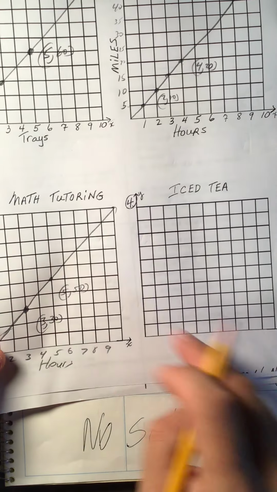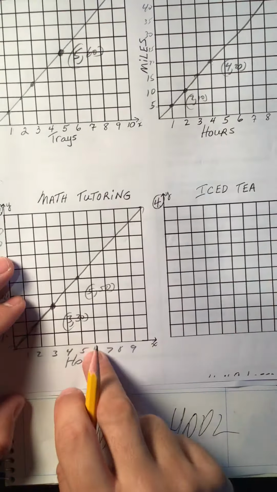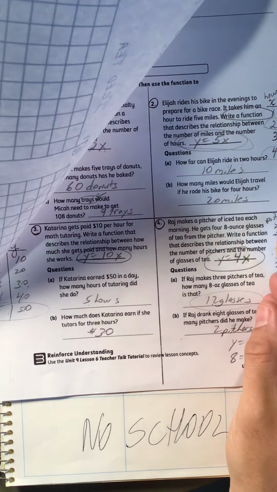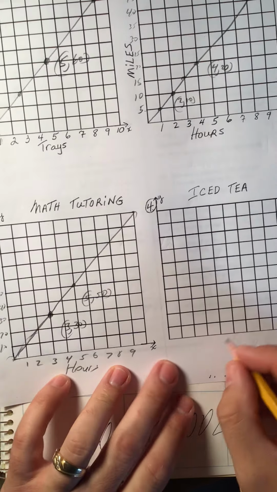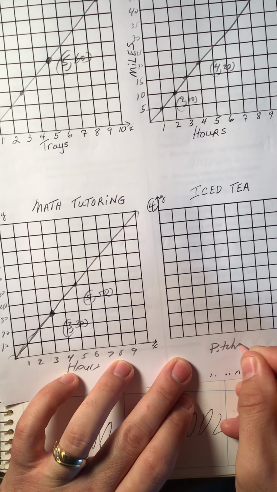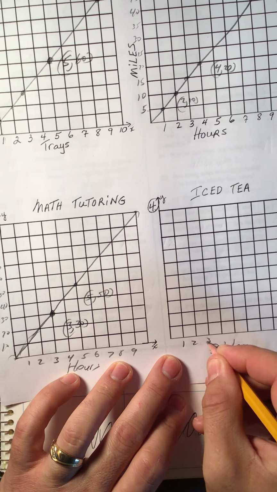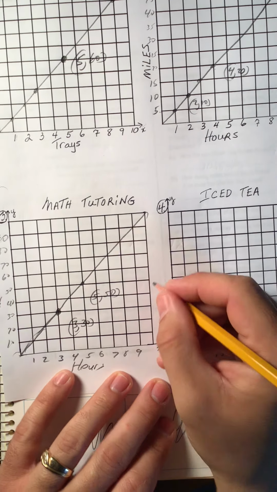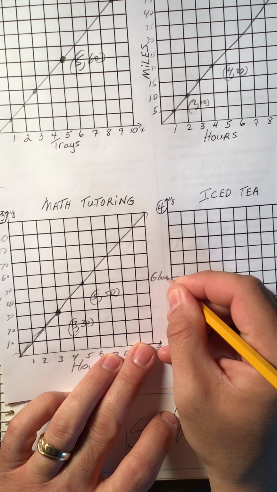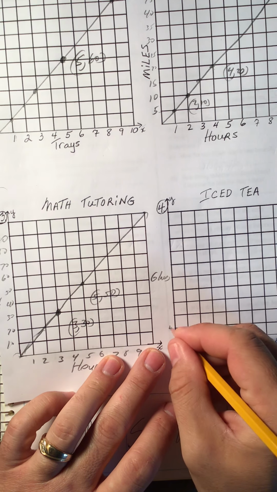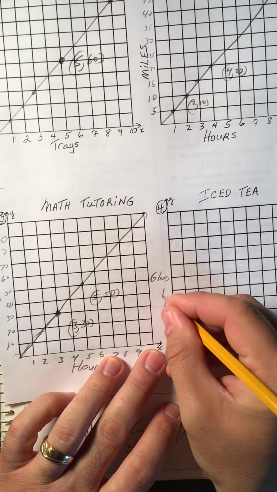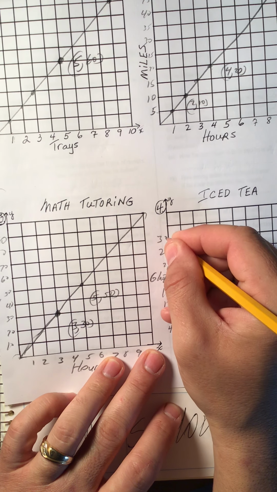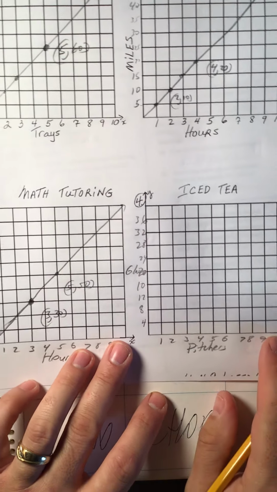Notice there is no X and Y labeled here, just like this one. We had to do it ourselves. So what did we label X? X was our number of pitchers. Okay, so pitchers goes down here. Label it. Put some numbers down. And this would be number of glasses. And if you remember, number of glasses was going by 4, so that's what I'm going to go by on the sides to make it easier for me.